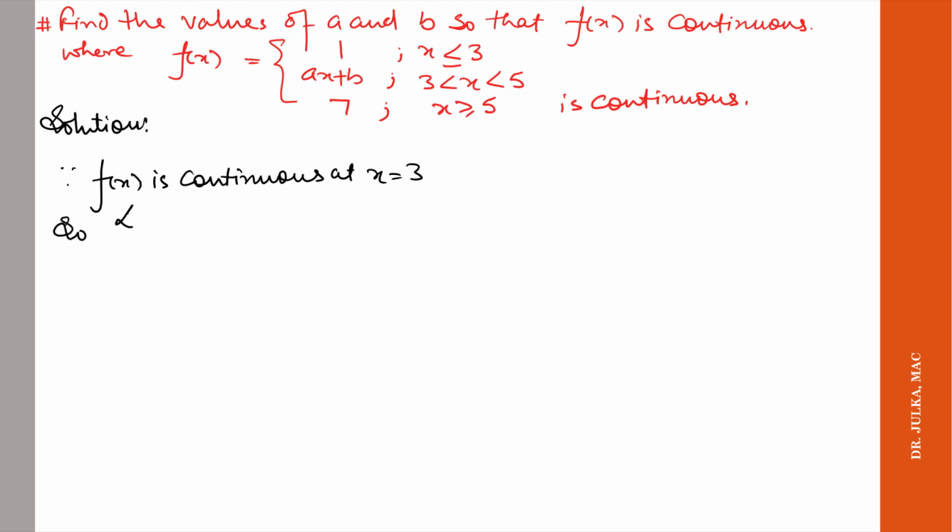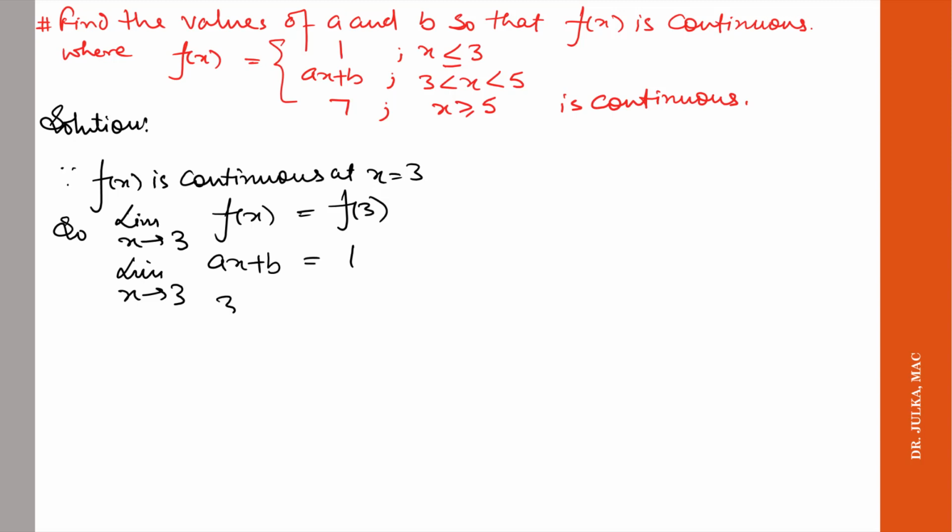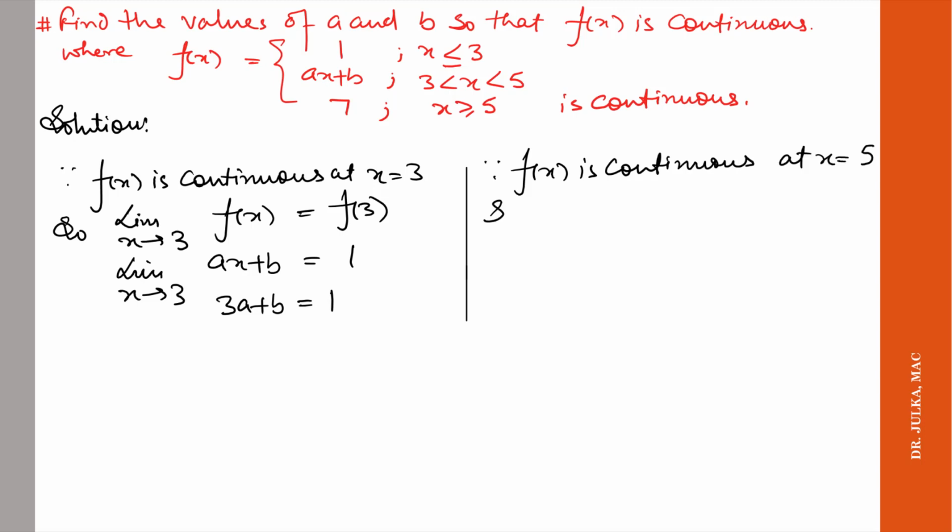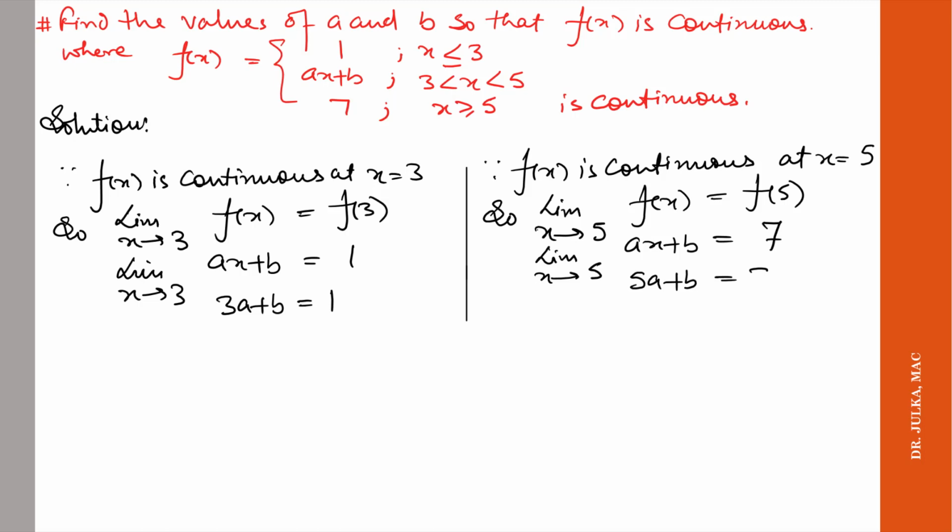The limit as x tends to 3 of f(x) equals f(3). We take the function ax plus b, and the value of f(3) is 1. After putting the limit we get 3a plus b equals 1. Again the function is continuous at x equals 5, so the limit as x tends to 5 of f(x) equals f(5). Here we take the function ax plus b, because x is not equal to 5, and the value of f(5) is 7. After putting the limit we get 5a plus b equals 7.